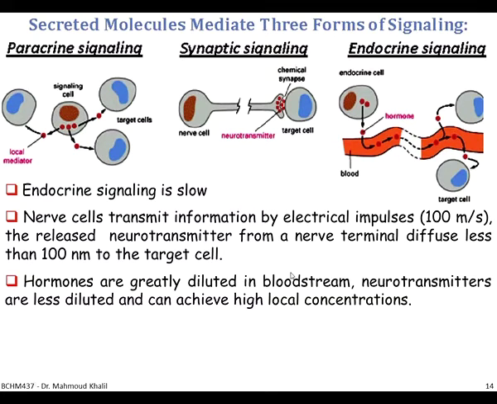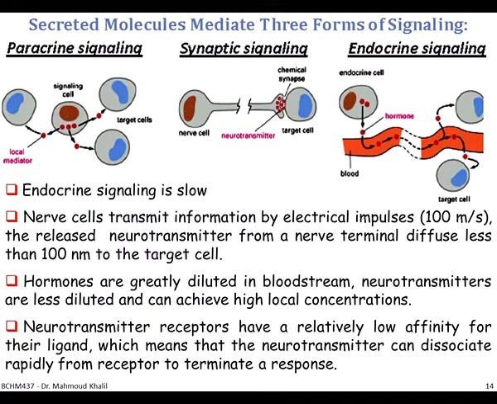While the hormones, since they are moved through the blood, are greatly diluted in the bloodstream, the neurotransmitters are less diluted because they are locally concentrated at the region of the synapse, and they can achieve a high local concentration at the target cells. This is a major difference between the neurotransmitters and the hormones.